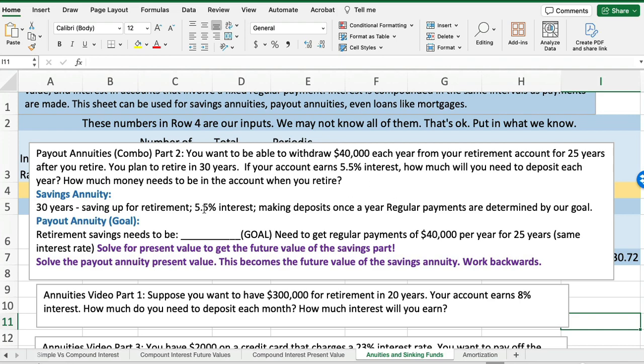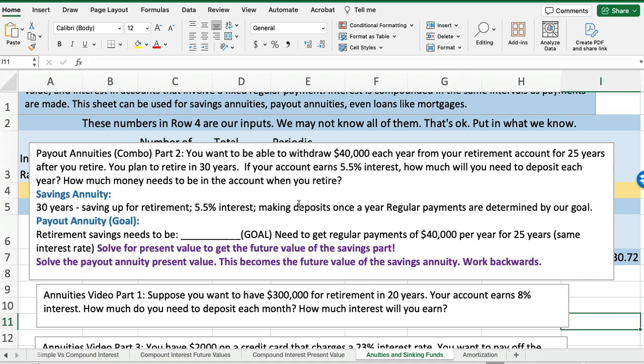I always recommend to students, or anybody that needs to solve problems like this for an exam or for an exercise or for an assignment, get out a notebook and jot down some notes on what is actually happening in the problem. Use whatever makes sense to you to make sense of what's going on. And clearly we have a savings annuity half, and then we have a payout annuity half.